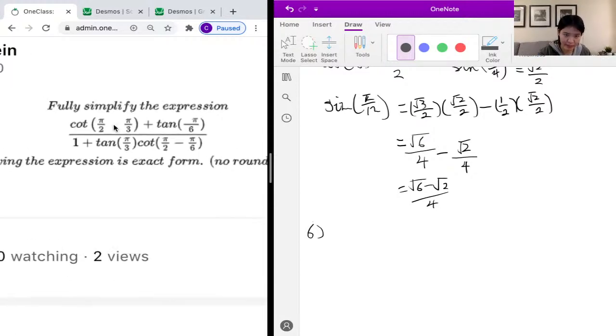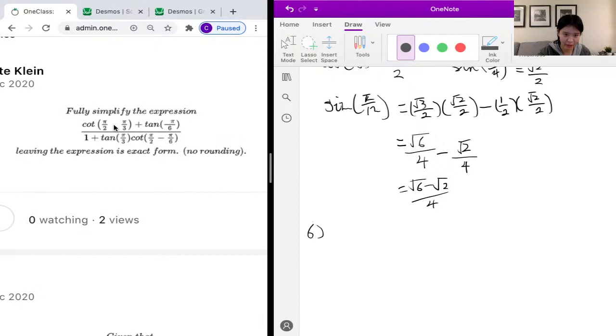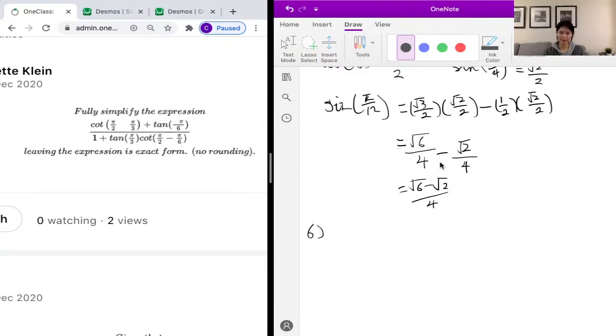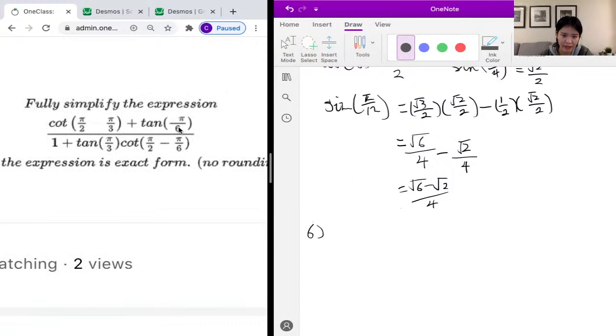Yes, there's a minus sign in between, but it's of a really weird grayish color, so you can't really see it. Is this negative pi over 6? Yes, here is negative pi over 6. So the second term in the tangent function is negative pi over 6.